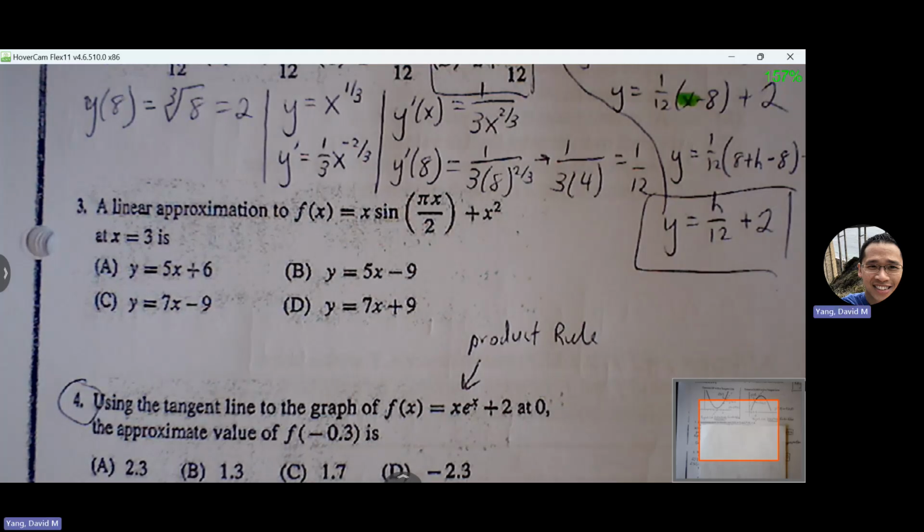Okay, any questions with number 4? So we find the derivative using product rule, plug 0 in, we get slope of 1. But we have our order pair 0, 2. Once you build your tangent line equation, then your final step is to put that negative 0.3 in for the x, and whatever decimal you get, that's your approximation.